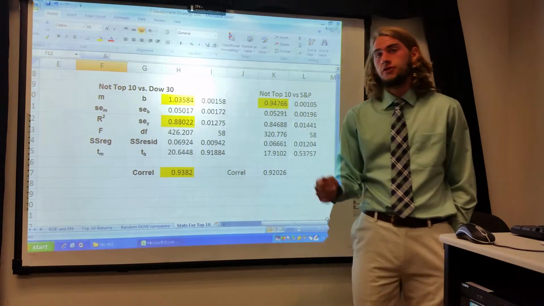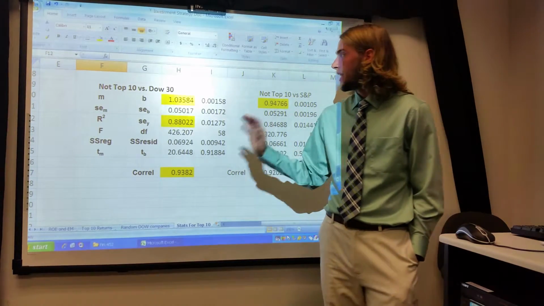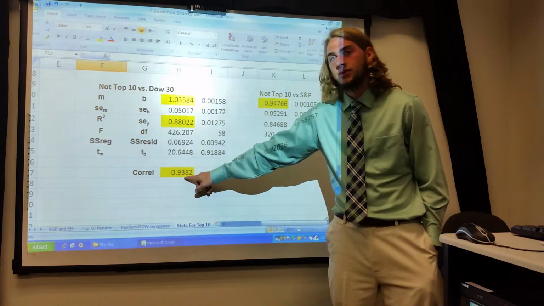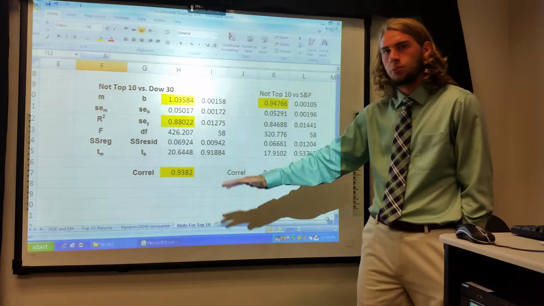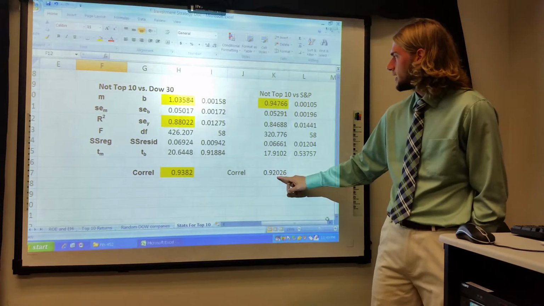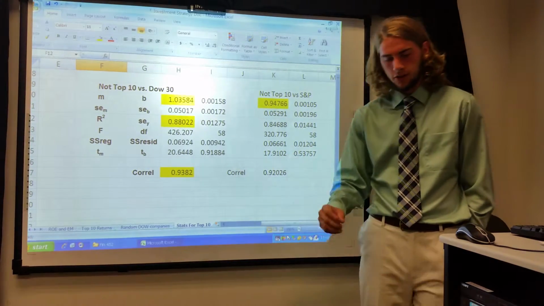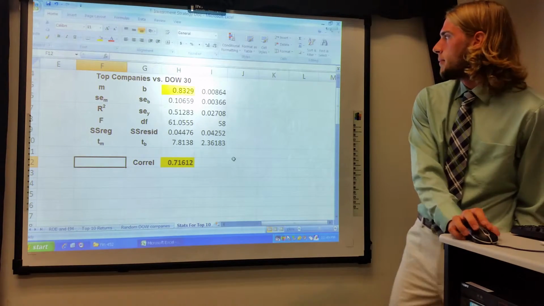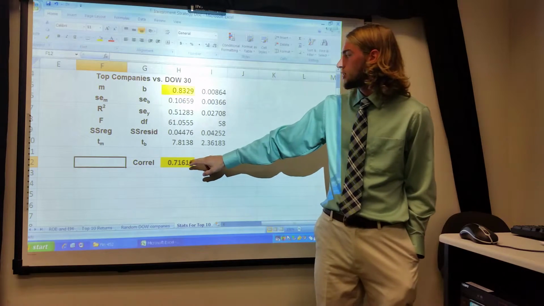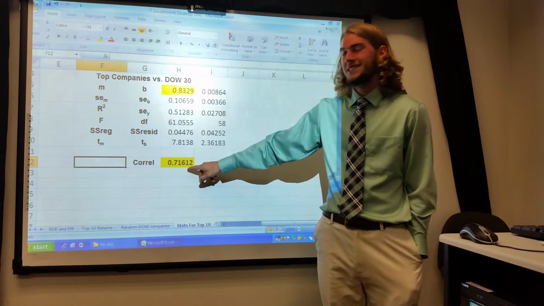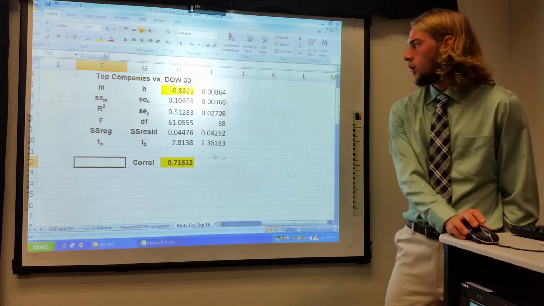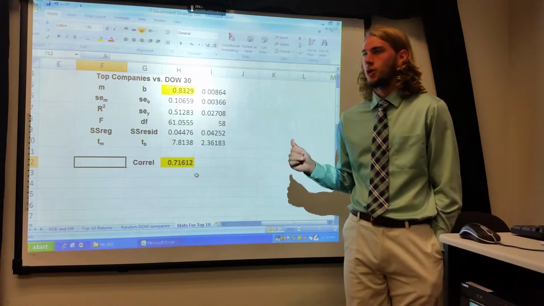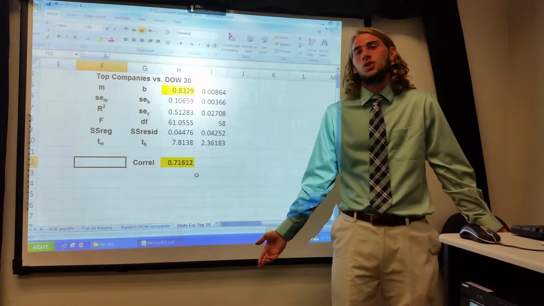And the correlation coefficient between my not top 10 companies and the market versus the Dow was 0.93. So it's 94% correlated with the Dow 30 and 92% correlated with the S&P 500. And if you'll remember before, I'll scroll back up to it, my top company's correlation coefficient versus the Dow was 0.71. So almost a 20% higher correlation with the market, and really almost as close to 1 as you can get.